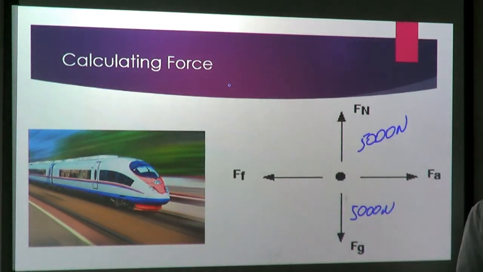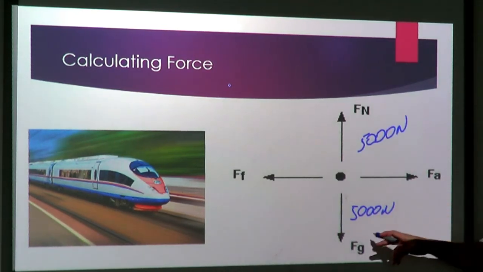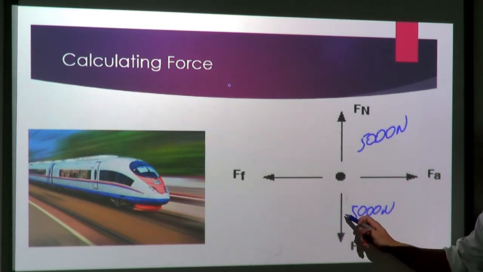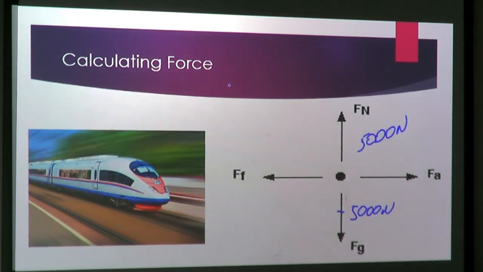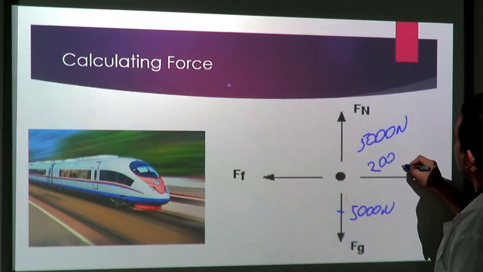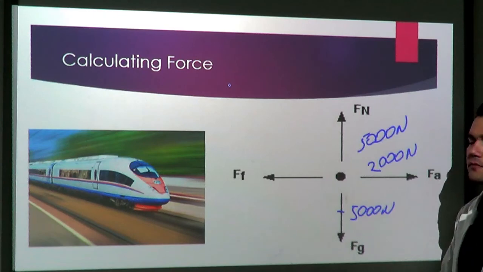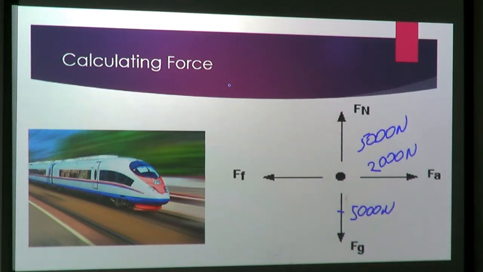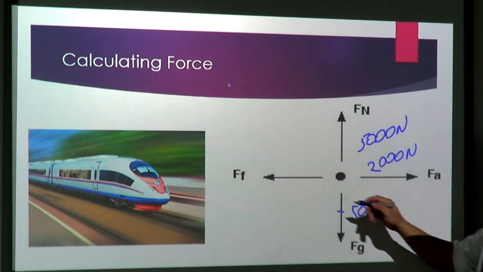Negative 5,000? Are you sure? It's 5,000, not negative. It's supposed to be at the bottom. Positive. Negative is this one. Okay. Perfect. You follow? Yes. I try to see if you are awake. Alright? A force of acceleration of 2,000 newtons. And of course, the force of friction is going to be what? Negative 2,000. Okay, perfect. You got it. You're awake.